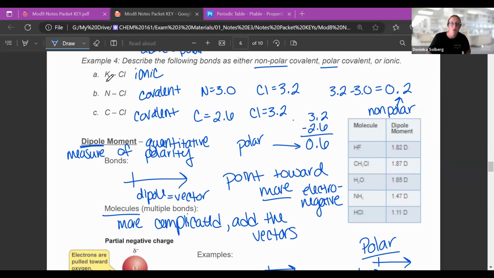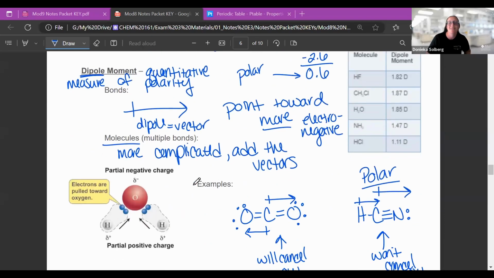Now, when we start getting more complicated molecules, so things that aren't just an N bonded to a Cl or a C bonded to a Cl, sometimes we have multiple things bonded to them, and that's how we get these polar molecules. So molecules are actually more complicated, and we're going to get more into this in the next chapter. But what you do is you add the vectors to see if something is polar overall or not.